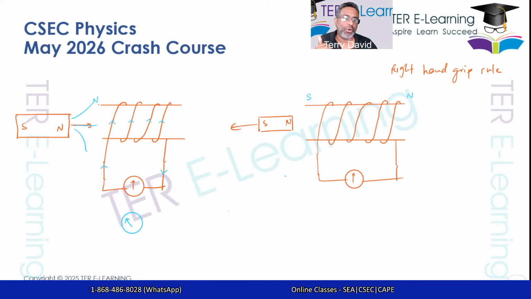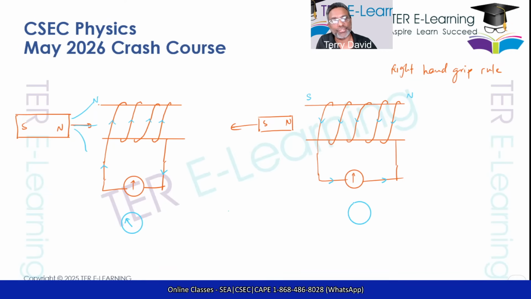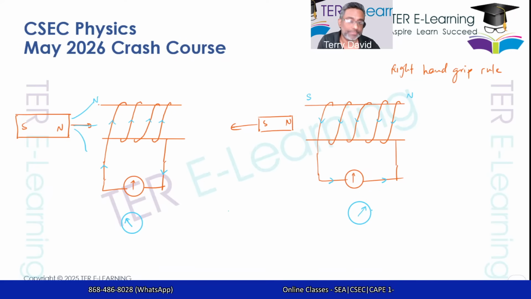So all we're going to do, we're going to use our right hand again, and we're going to point our thumb in the direction of the north pole, and we're going to grab the coil. When you grab the coil, you're going to notice that your fingers are pointing this way. So if the fingers point this way, current is going to flow like that. Therefore, your deflection is going to be to the right-hand side. This is going to be your deflection. Again, that's an exam question.